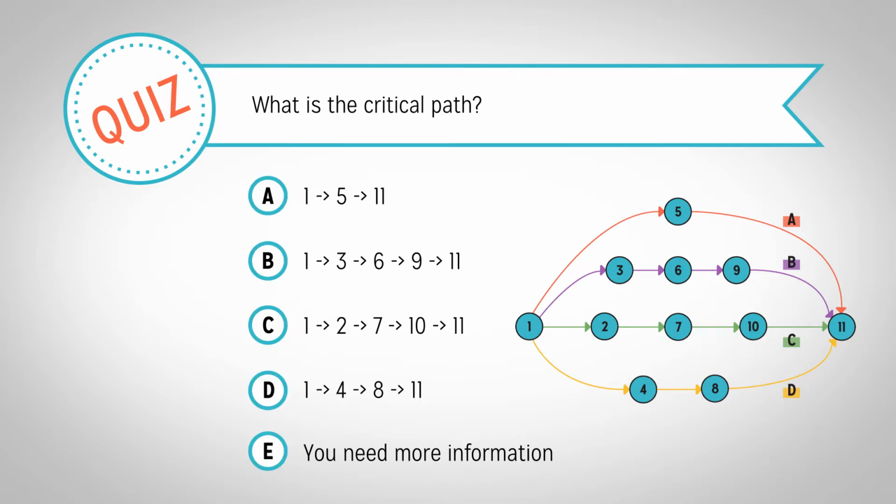In a PERT chart, the critical path is depicted horizontally across the chart, so we do not require more information. We know that the path 1, 2, 7, 10, 11 is the critical path even though we don't know the time estimates for the tasks. Therefore, C is the correct answer.